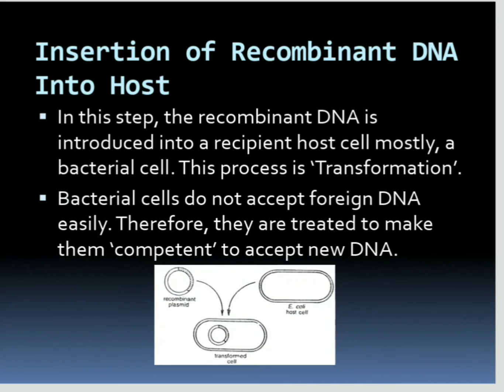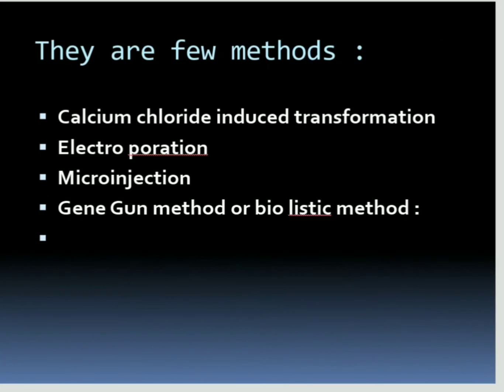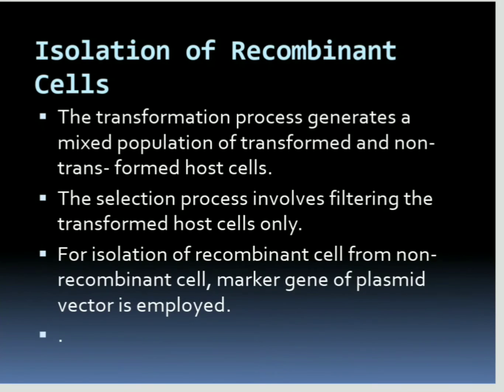In this step, the recombinant DNA is introduced into the recipient host. We call it transformation. Bacterial cells do not accept foreign DNA easily. Therefore, they are treated to make them competent to accept the new DNA. For that, there are a few methods: calcium chloride induced transformation, electroporation, microinjection, gene gun method, or biolistic method. By using these methods, we can insert the recombinant DNA into the host organism. I will explain these methods in detail in the next video.